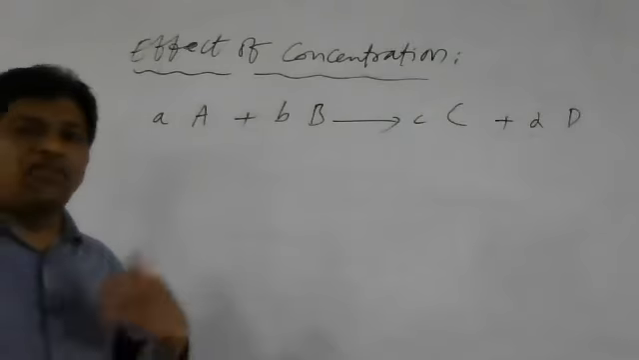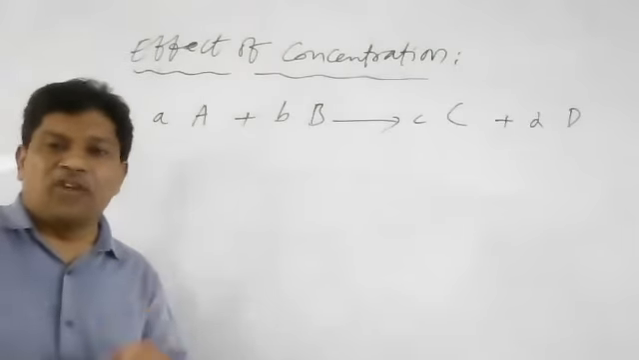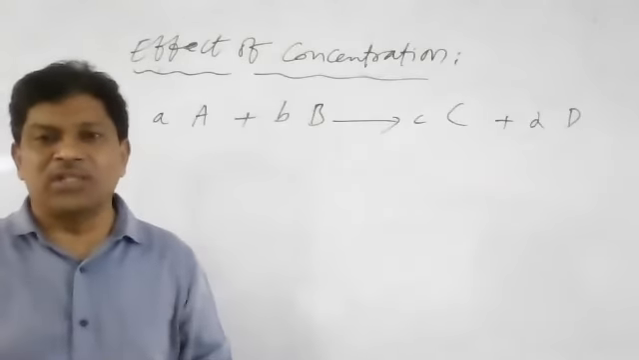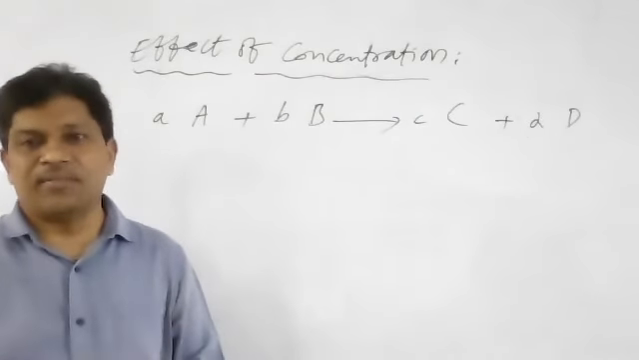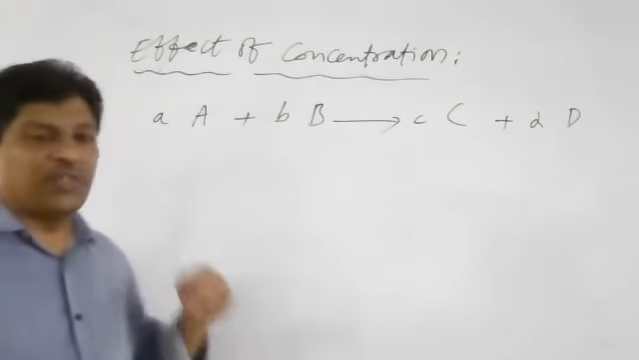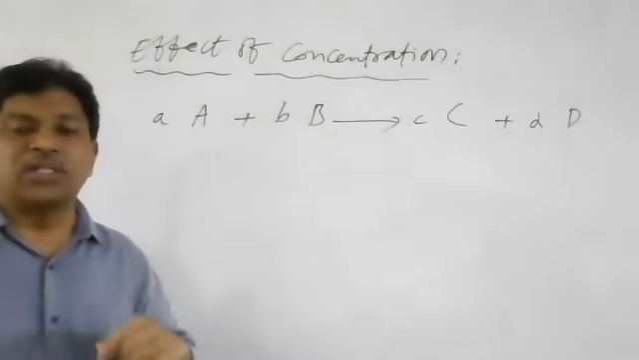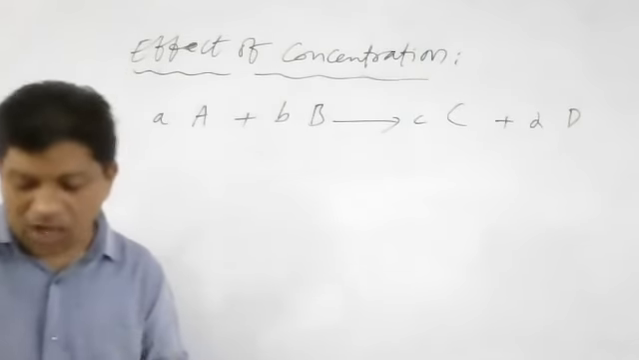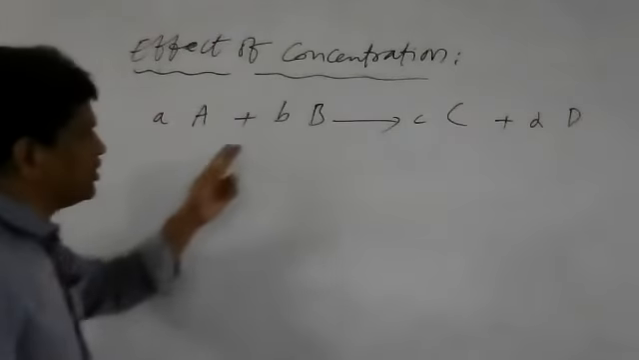Now, according to the law of mass action, which we studied in chemical equilibrium, the rate of this reaction depends on the concentration of what? Reactants or products? The concentration of reactants. So the rate of this reaction is directly proportional to the reactants' concentrations: the concentration of A and the concentration of B.